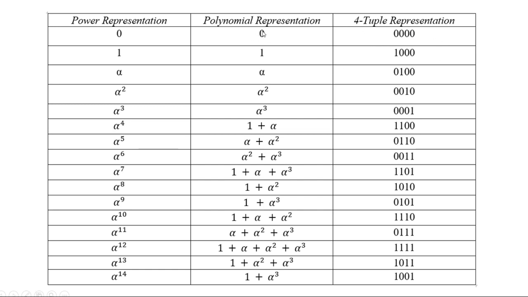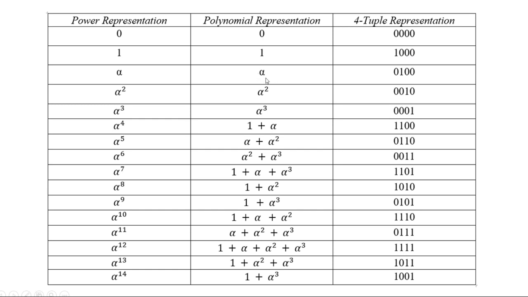So 0 is just 4 times 0. Now what is 1? We will go from left to right. The leftmost will be the coefficient of alpha to the power 0, the second one is the coefficient of alpha, the third one is the coefficient of alpha square, and the fourth one is the coefficient of alpha cube. Here there is no coefficient, so all are 0. For the first one, the coefficient of alpha 0 is 1, and the remaining alpha, alpha square and alpha cube are all 0. So it is 1 0 0 0.